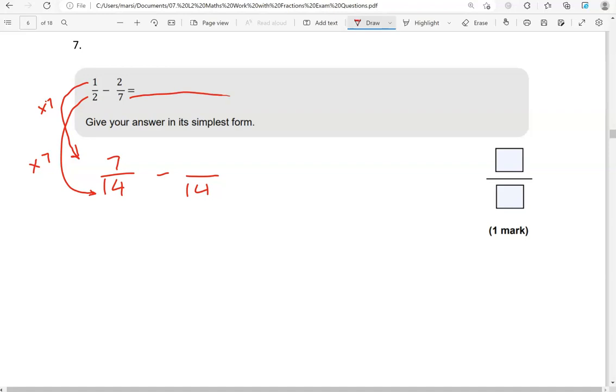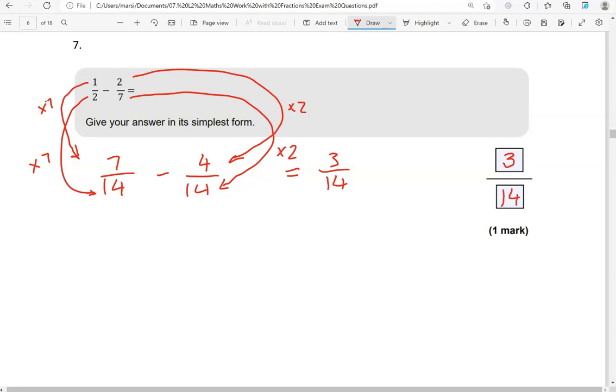To get from 7 to 14, we've multiplied by 2. So we'll do the same to the 2. 2 times 2 is 4. So 7 take away 4 gives us 3. So 3/14. Can we divide any further? Can we divide both numbers by 3 and have no remainders? No. Can we divide both numbers by 14 and have no remainders? No. So this is the simplest version, or the simplest form of the fraction.